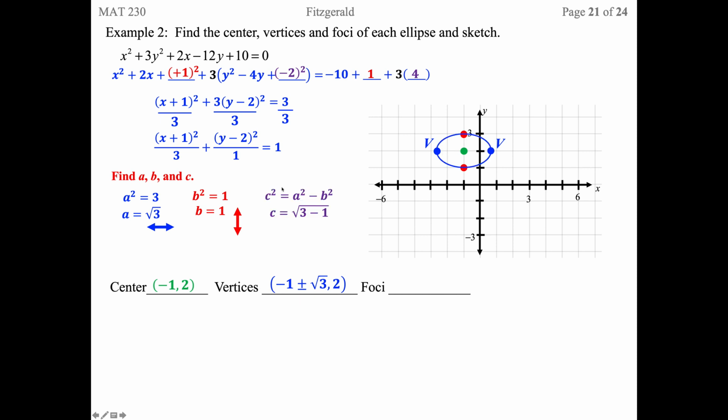My foci, a squared minus b squared equals c squared. Take the square root of 3 minus 1, which is going to be 2. So again, just like I did with my major vertices, negative 1 plus or minus the square root of 2, 2. And then plot those points.